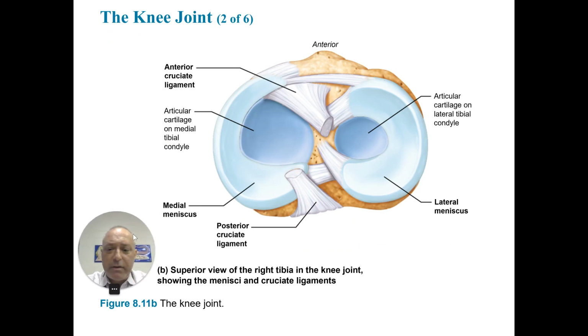So here's another look at the medial meniscus, lateral meniscus, and the anterior cruciate ligament coming up, and the posterior cruciate coming from behind. These two stabilize this knee joint and will restrict it to moving only in certain directions.